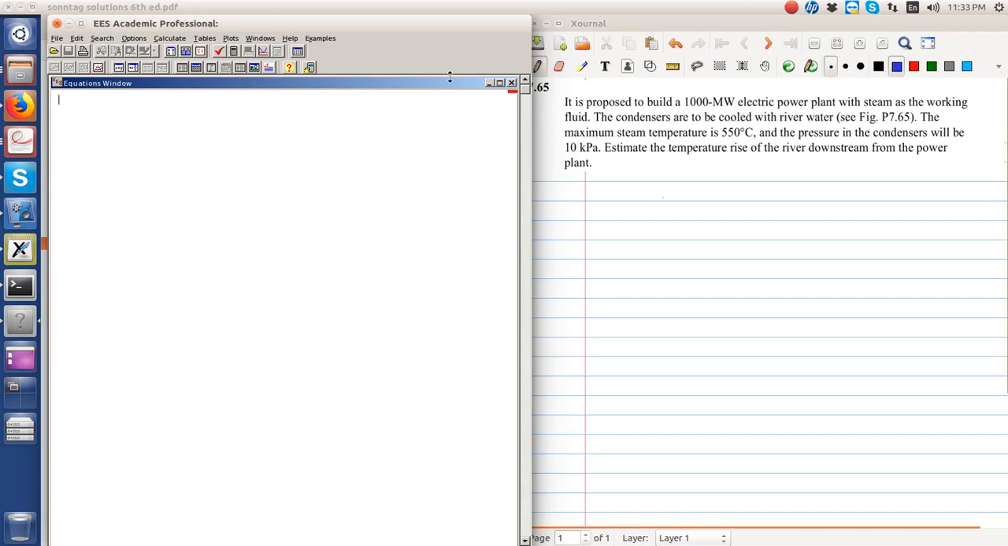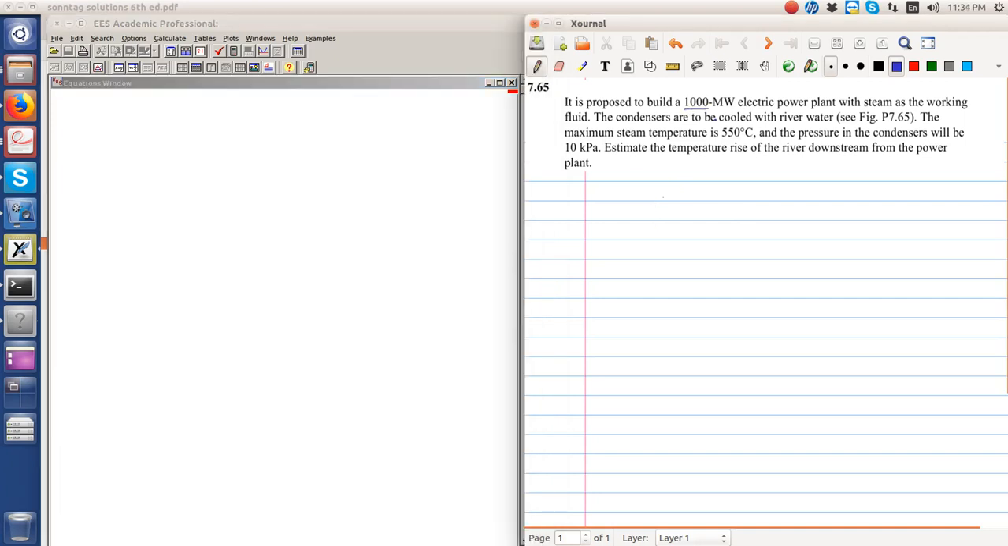Let us consider problem 7.65 of Sonntag, in which it is proposed to build a 1000 megawatt electric power plant with steam. The condensers are cooled with river water. So the figure drawn in the book is something of this sort. The river flows in, the river flows out.